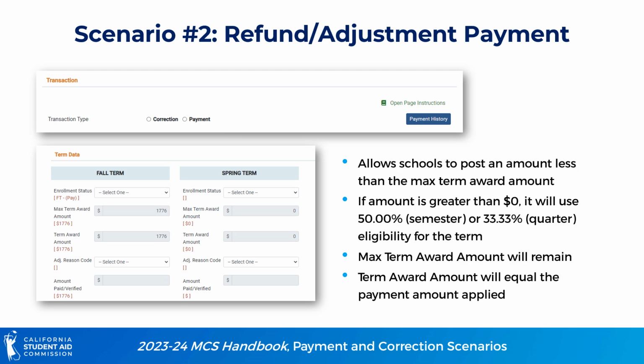Scenario number 2, using the Refund Adjustment Payment option to post a dollar amount less than the maximum term award amount. Select Payment as your transaction type. Then click Refund Adjusted Payment under Adjustment Reason Code. Then enter your payment amount and save. Any amount greater than 0 will use 50% semester or 33.33% quarter eligibility for that term. The max term award amount will remain intact, and the term award amount will be updated to equal the payment amount.